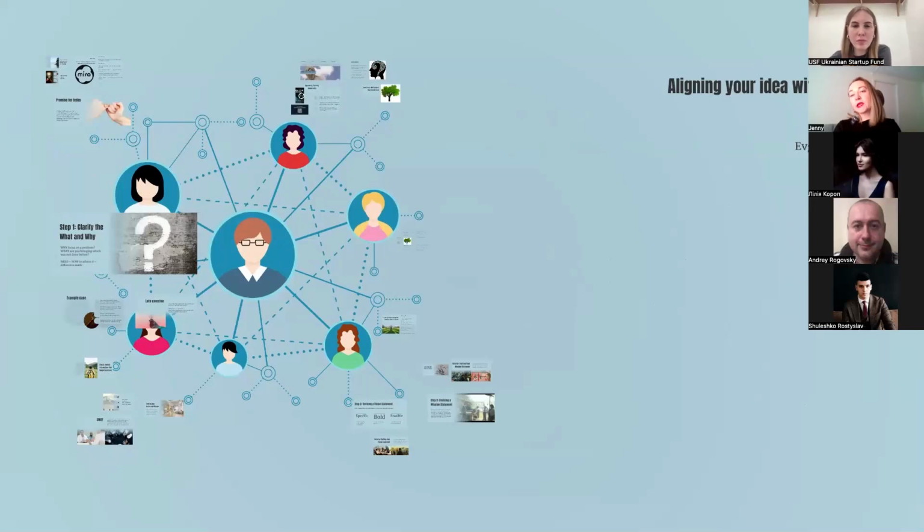And today we will speak about aligning your idea with the fund. It's the second workshop, as Polina mentioned, out of 4 workshops. In the first workshop, we spoke about where to look for funds, and we will catch up a little bit for those who are new, joining us today for the first time.